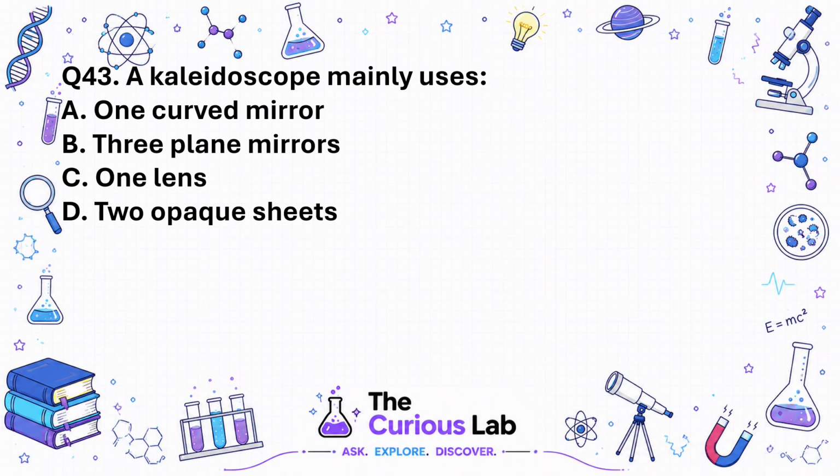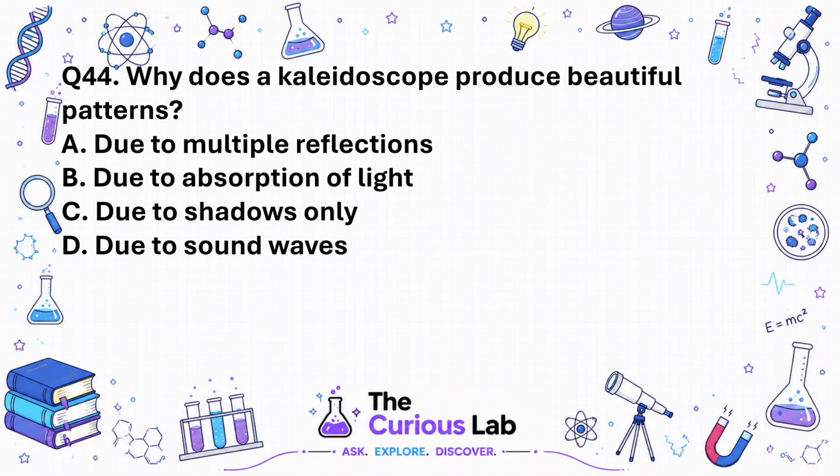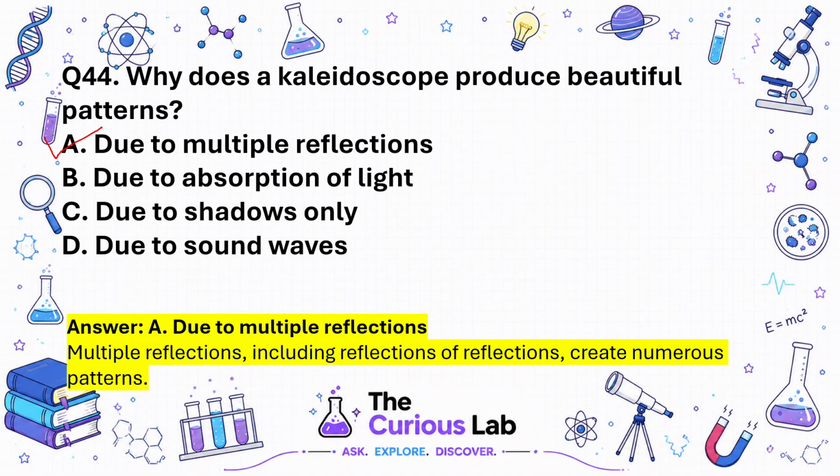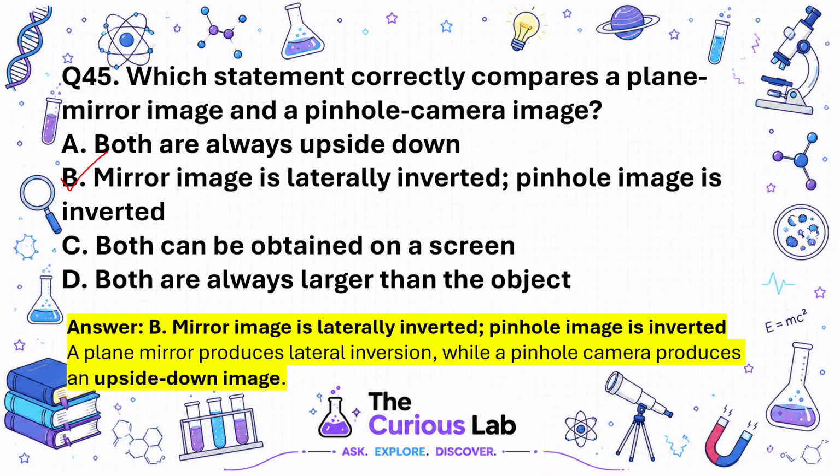A kaleidoscope mainly uses three plane mirrors placed at 60° with each other. Why does a kaleidoscope produce beautiful patterns? Due to multiple reflections. Which statement correctly compares a plane mirror image and a pinhole camera image? We know that a mirror forms laterally inverted image while pinhole image is real and inverted.